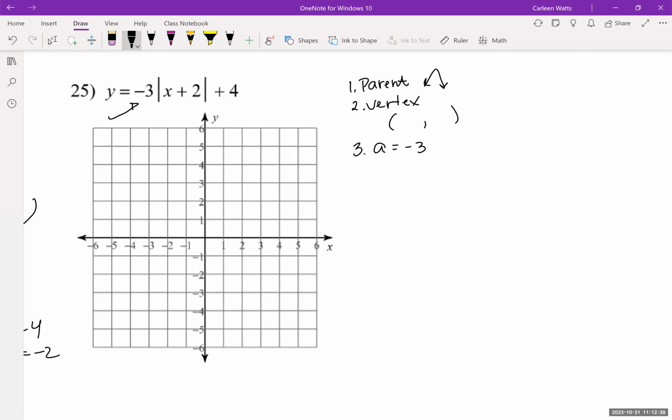Okay, vertex. Okay, Zoomers, what's the vertex? Yeah, Zoomers? -2, +4. -2, +4. So let's make a table. -2, +4.